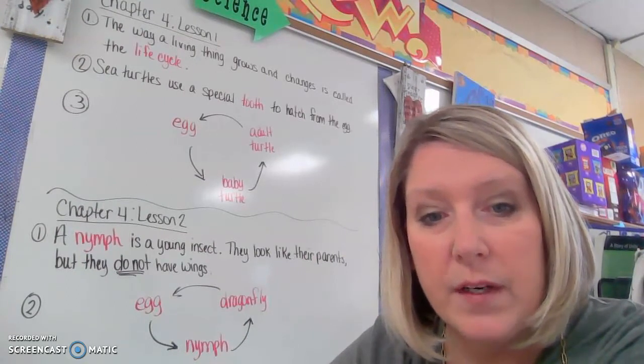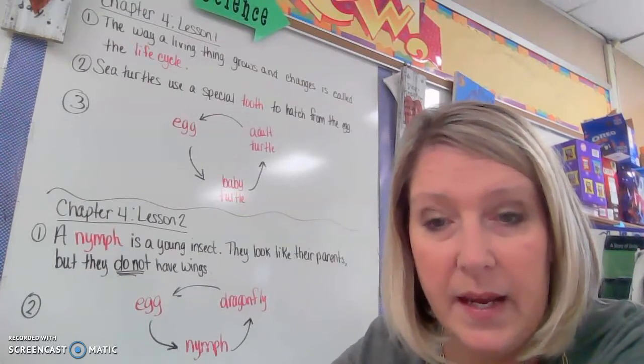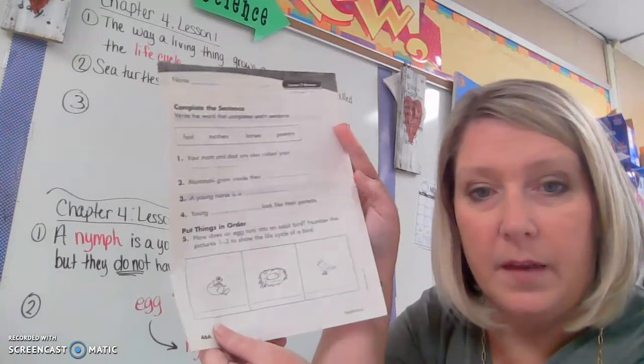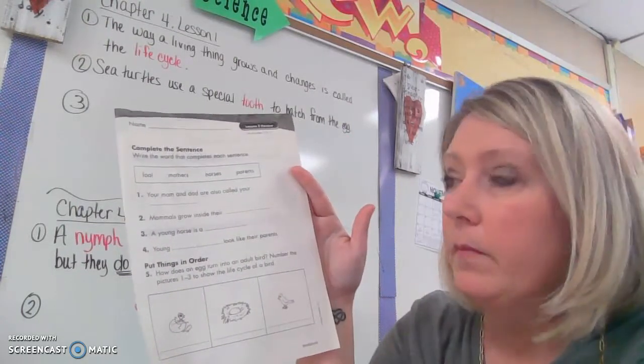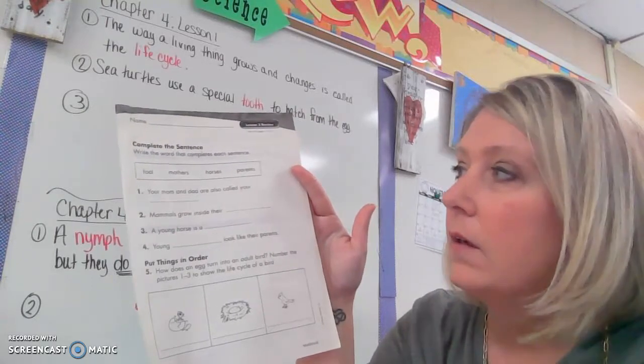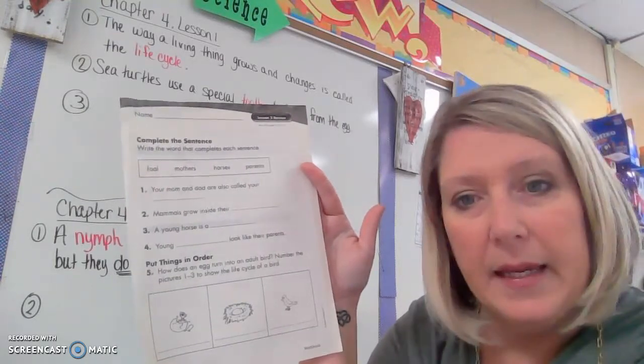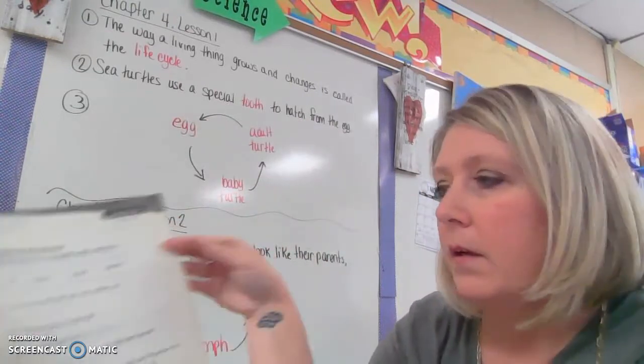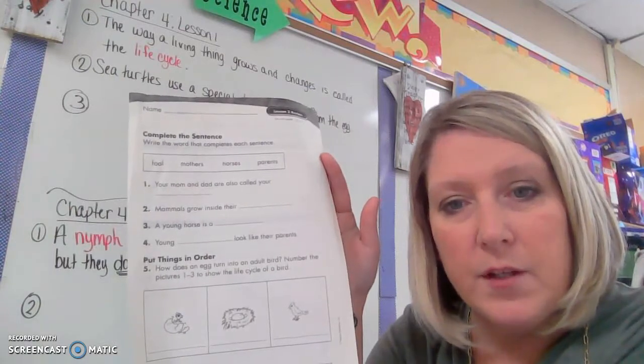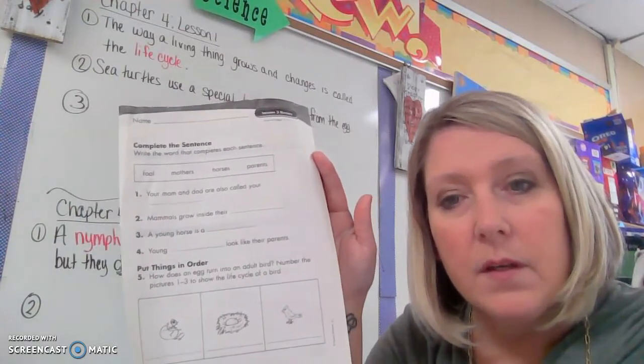Let's go over our worksheet for today. It was a very fast lesson today, I know. Okay, but here's your worksheet. Okay. Our words in our box today are foal. What's a foal? Yes, it's a baby horse. Mothers, horses, and parents. Okay. Answer your questions completely on the top, using each word only one time.